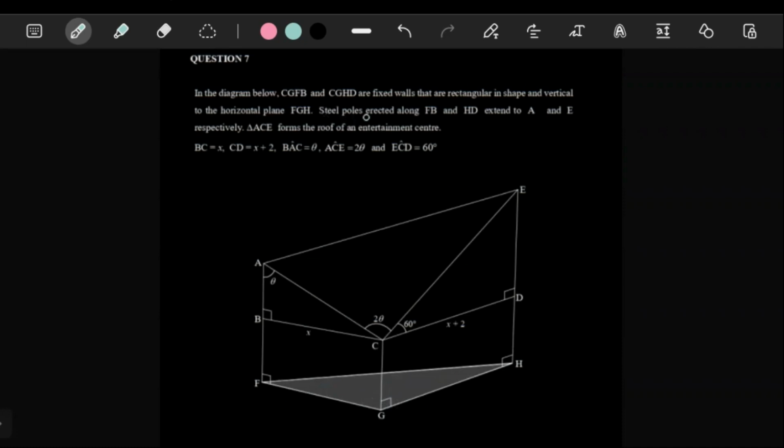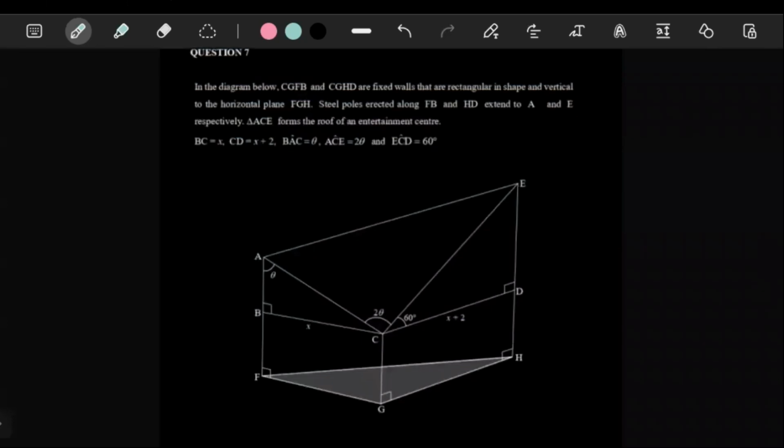And then they said here, steel poles are erected along FB, HD, to A and to E. So you have steel poles going all the way to A up there, and then you have one going to E. And then it says triangle ACE forms the roof of an entertainment center.